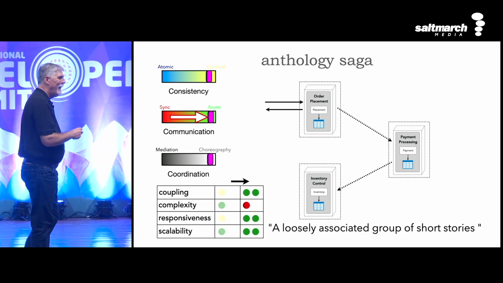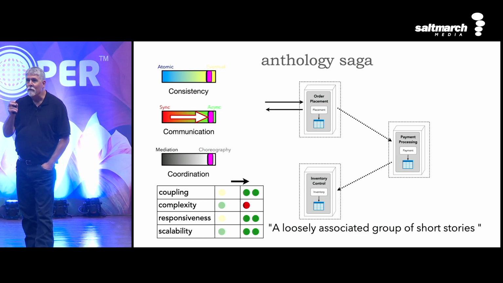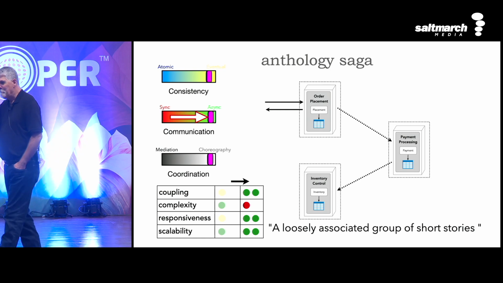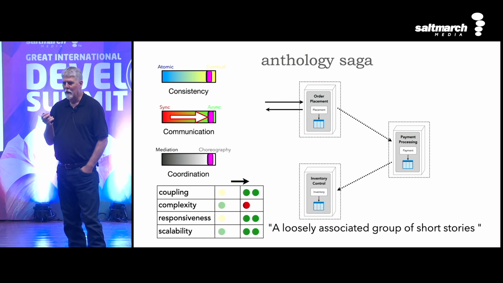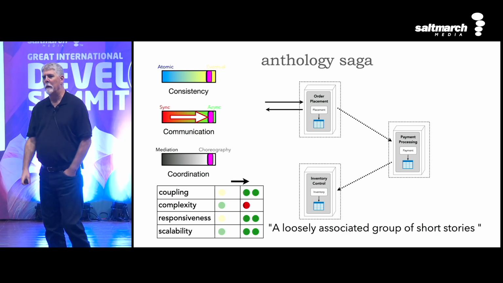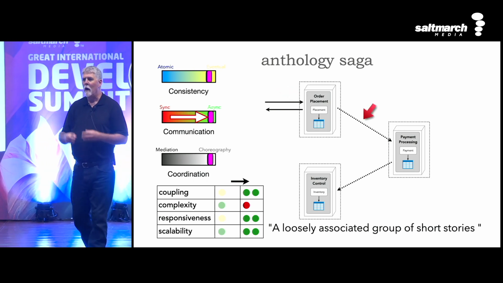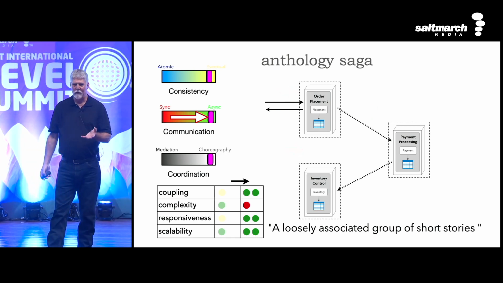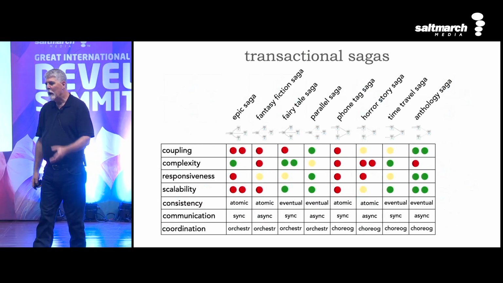Yeah. And look at the ratings here. 2 stars, 2 green dots for coupling. This is highly decoupled, a little complex, great responsiveness, great scalability. So what can we learn from all of these elements, all of these different pieces? Let's come back and see what we can learn. Because I'm going to come back to the summary now.